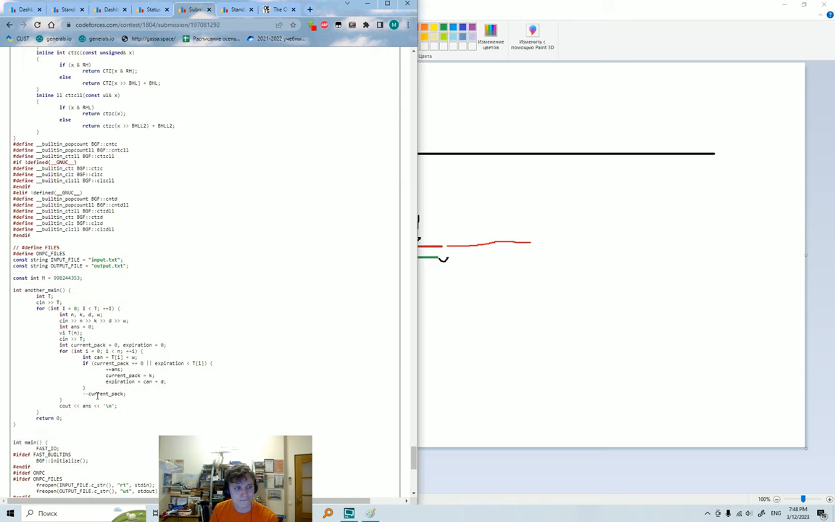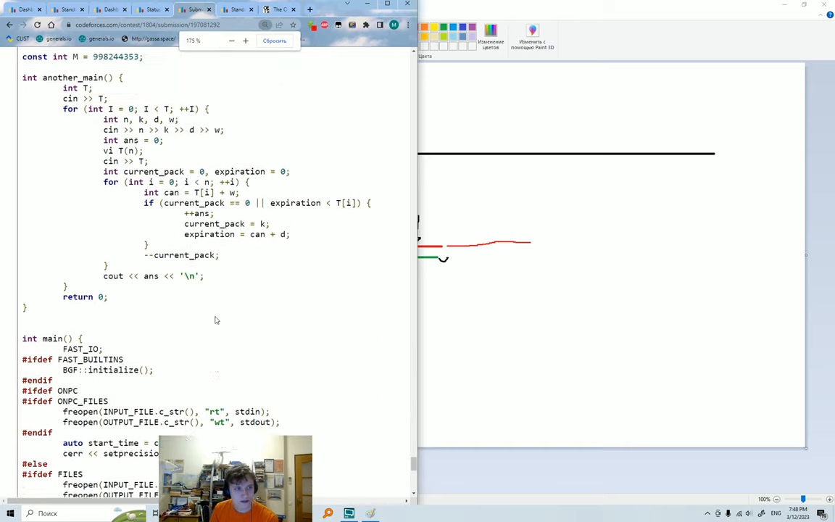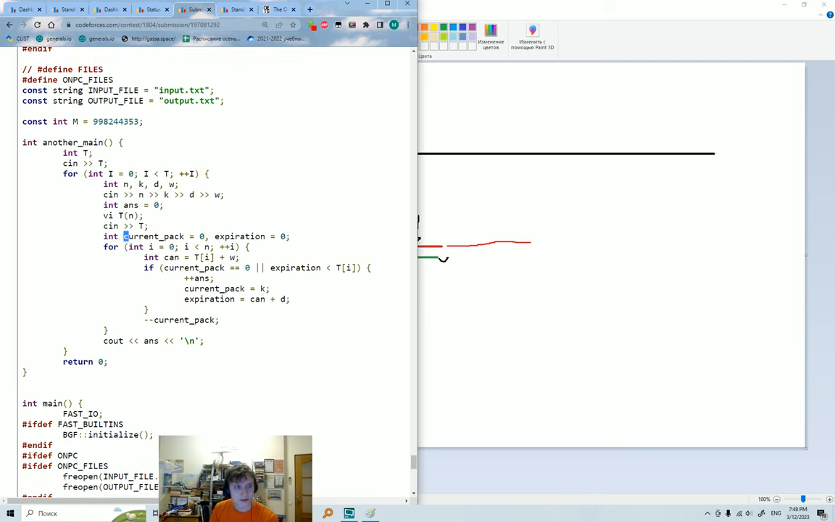So, I will show my code. You store the number of vaccines in current pack and the moment when they expire. So you take a new patient. All patients should be sorted in the order of, oh, I used the same number twice. I should have used here lowercase t. Okay, so assume that we are considering the new patient. He should be vaccinated between ti and ti plus w.